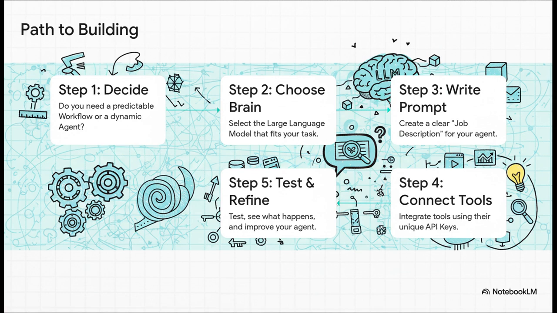Step 3, write a super clear job description. That's your system prompt. Step 4, connect it to its tools by getting those API keys. And finally, step 5, the best part. Just start building. Test it, refine it, and have fun with it.